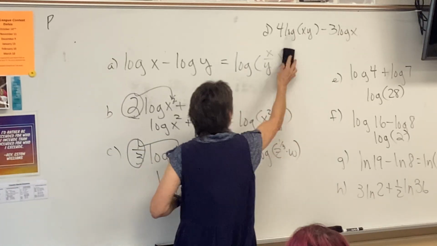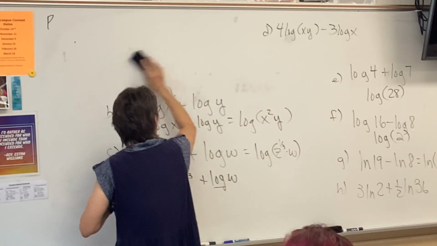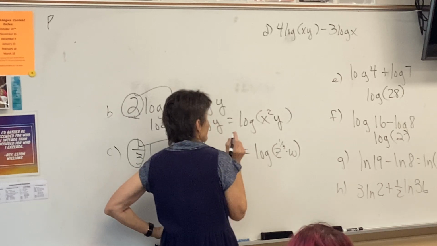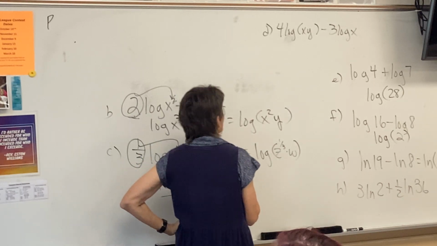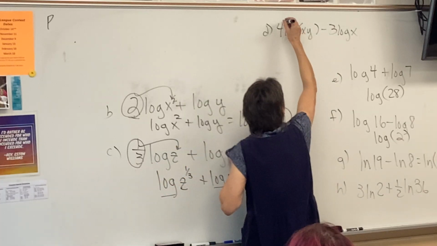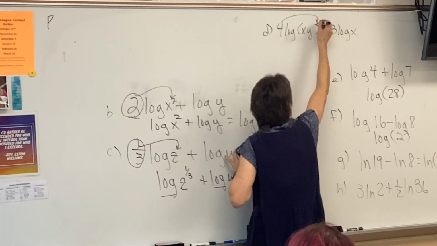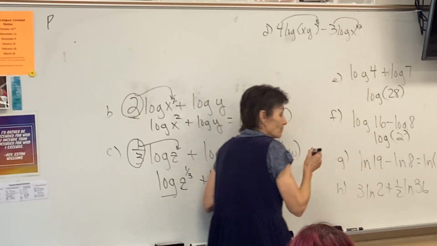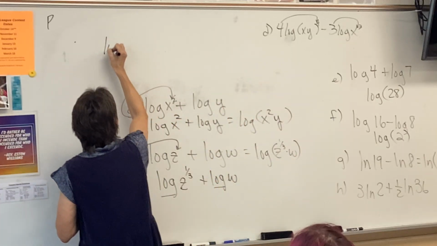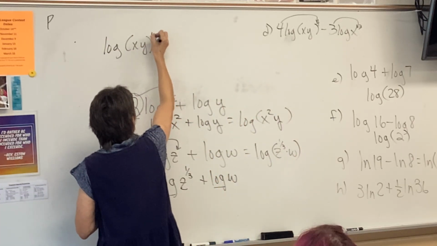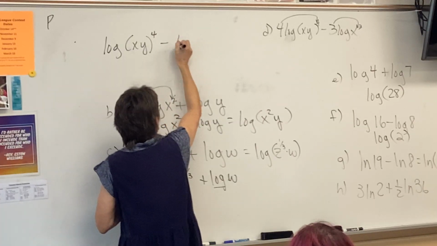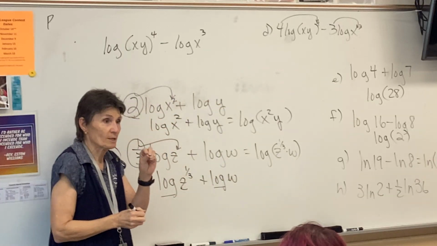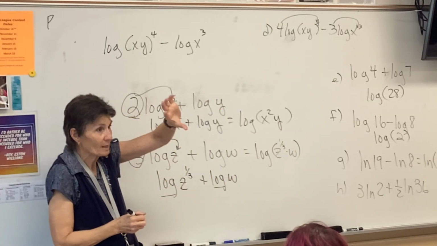Now this one up here, letter D, has a lot going on. What is the first thing we're gonna have to deal with in letter D? You have to put the 4 in the x and the y. The 4 is gonna be an exponent right here, and the 3 is gonna be an exponent right here. So I'm gonna have the log of xy to the 4th minus the log of x cubed. No more coefficients. The coefficients become exponents.